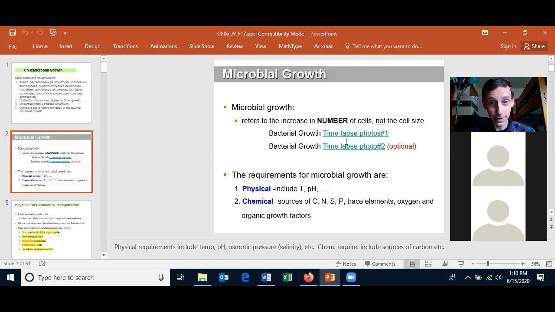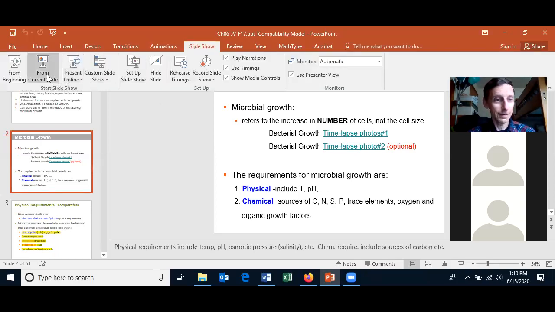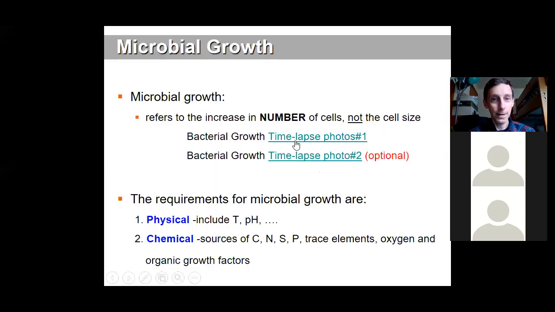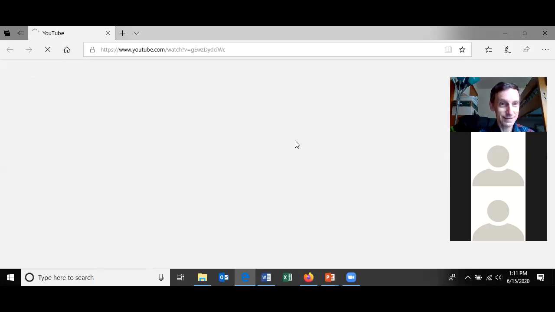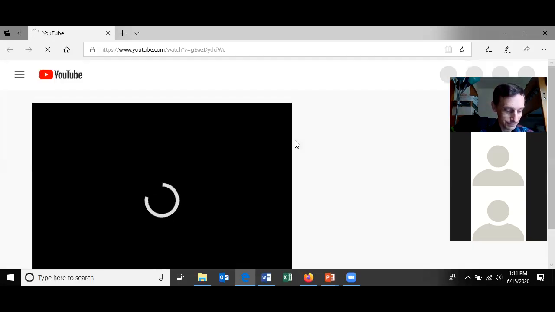Let's take a look at a slide. I think I should probably get this going here, and then it's a little easier. Time-lapse photographs of bacterial growth. Assuming that it loads. I don't know why it takes so long for that to load.